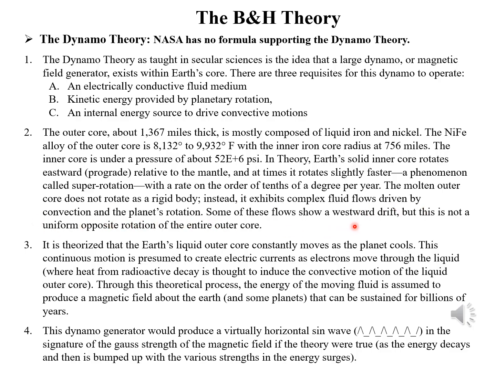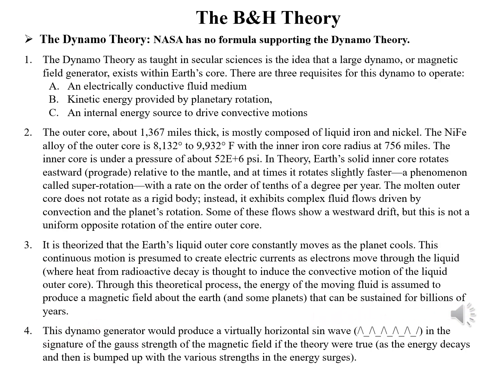Some of these flows show a westward drift, but this is not a uniform opposite rotation of the entire outer core. It is theorized that the Earth's liquid outer core constantly moves as the planet cools. This continuous motion is presumed to create electric currents as electrons move through the liquid, where heat from radioactive decay is thought to induce the convective motion of the liquid outer core. Through this theoretical process, the energy of the moving fluid is assumed to produce a magnetic field about the Earth and some planets that can be sustained for billions of years.